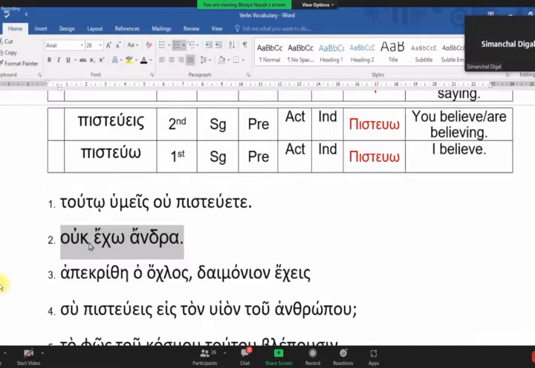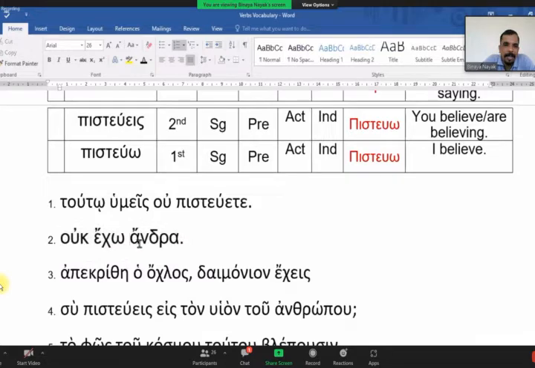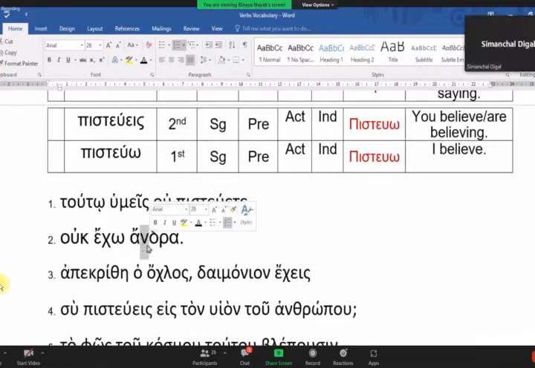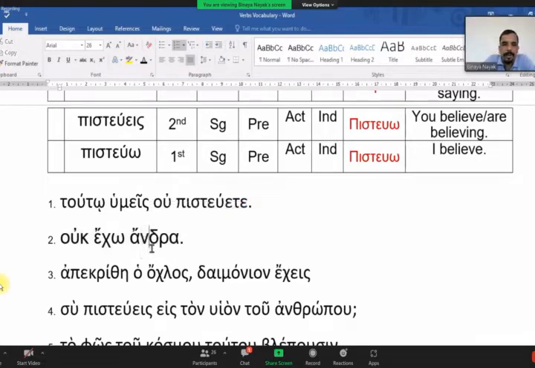Ook. Echo. Andra. Okay, let's identify each alphabet here. This is alpha, with some stress marking. This is a smooth breathing with some stress. What is this? This is a nu. New. Okay.